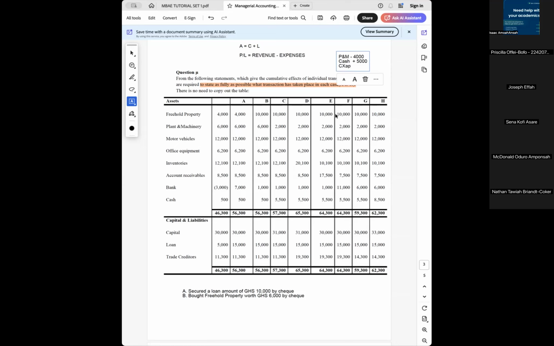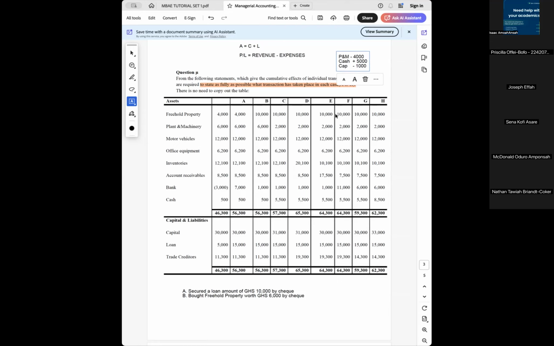An increase of 1,000. Okay. So for transaction C, we've seen three different changes, unlike what we saw with transactions A and B. Transaction C has given us three different changes.